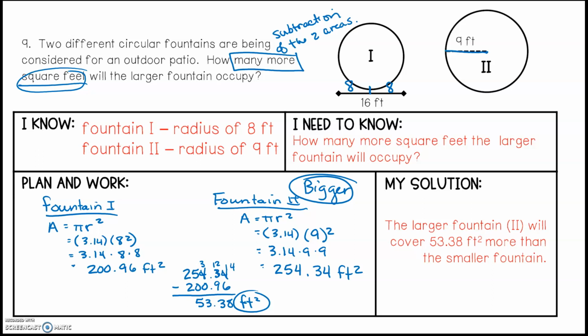fountain. So that's kind of how we use that formula to help us solve for the radius and to find out how much bigger one is than the other and various other really fun things.